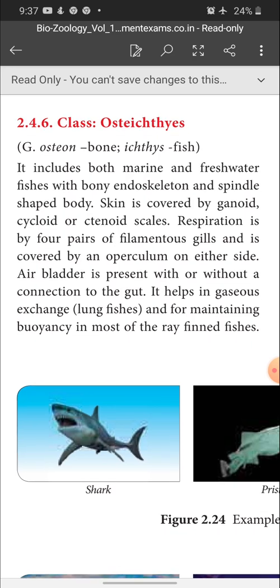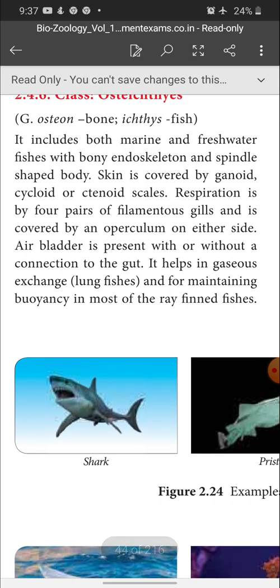Then air bladder is present with or without a connection to the gut. What is this air bladder for? This air bladder gives buoyancy to the animal. What is buoyancy? To float in the water without swimming. Since the fish is living in the water, it will float without swimming. For that it needs an air bladder. So air bladder is present without a connection to the gut.